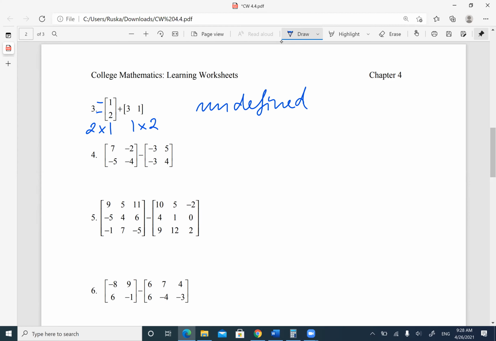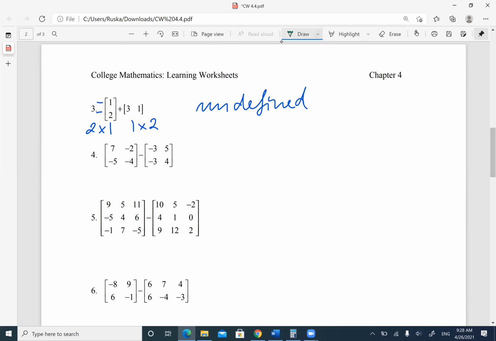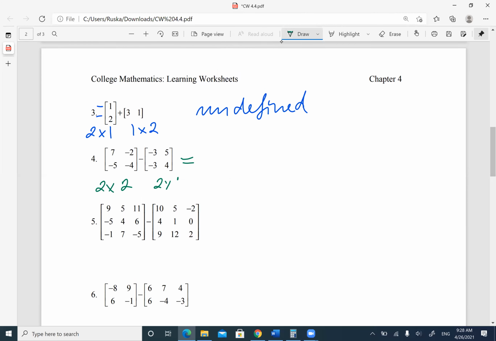Okay, so the next operation is subtracting. So you have matrix minus matrix. So how do you do that? The same way. We have to check the dimension. The first one is 2 by 2. And the second one is 2 by 2. So we can do it, right? We can do the operation. So my answer is also going to be 2 by 2. And how do you do it?